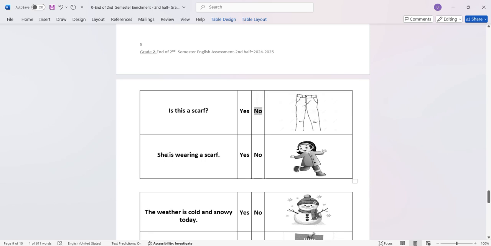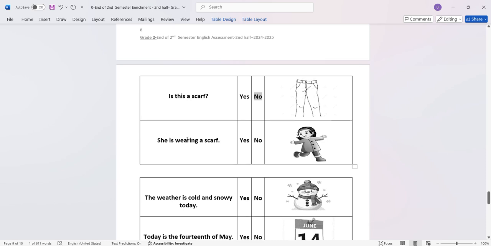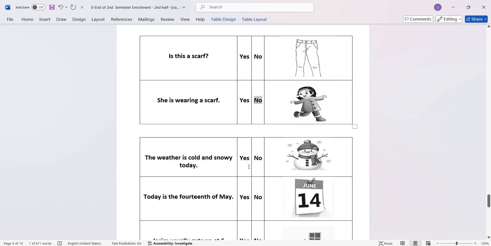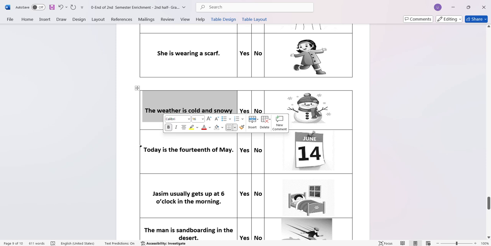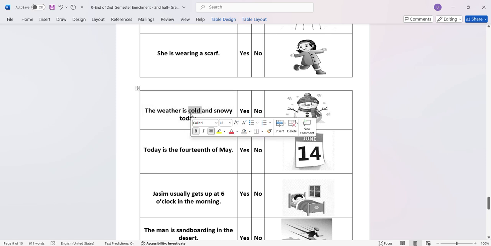Okay, next one. She is wearing a scarf. We check. Is she wearing a scarf? No, she isn't. So we put a circle around no. And we move to the next one. The weather is cold and snowy today. So we look, is it snowy and cold? Yes, it is. So we put a circle around yes.